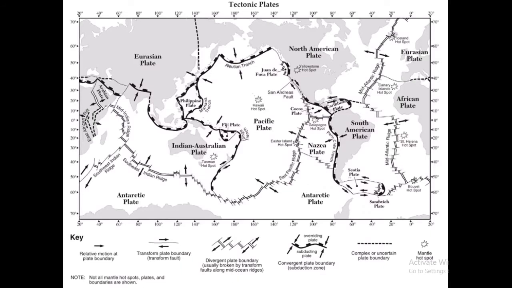Let's go back to this map and try to identify a transform boundary. There are several of them, but the most famous one would be the San Andreas, and it's along the western coast of North America, shown here.